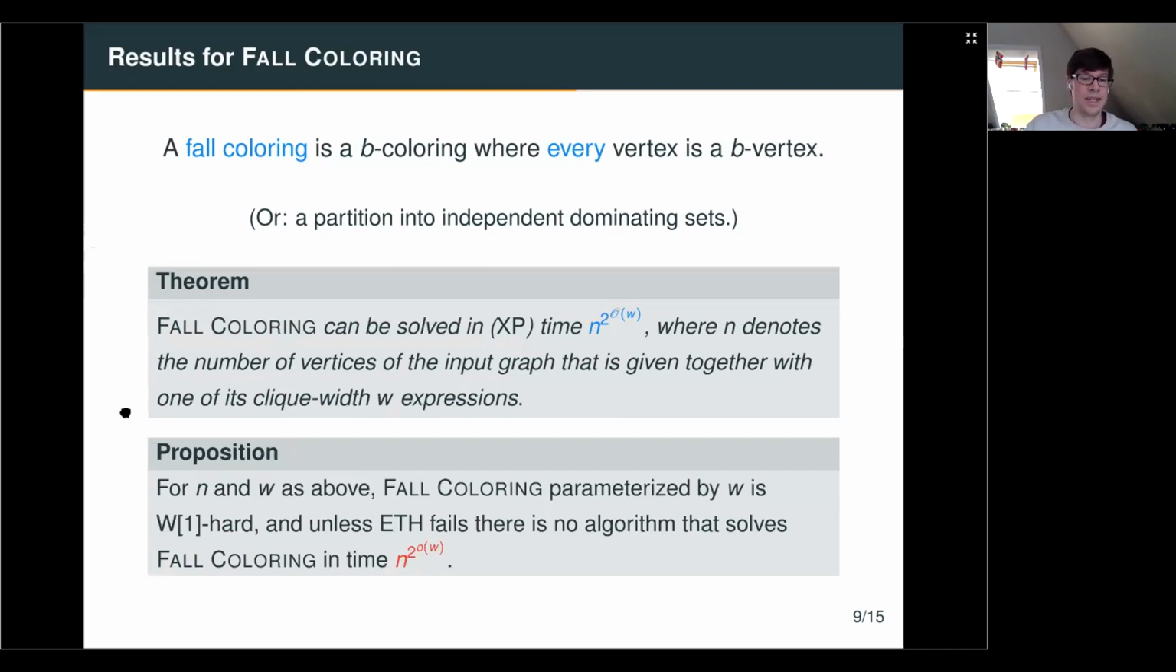And we also show that we get the same types of lower bounds for the fall coloring problem parameterized by Clique-Width. So it's W1 hard, and we cannot expect to have an n to the 2 to the little o of w time algorithm unless ETH is false.